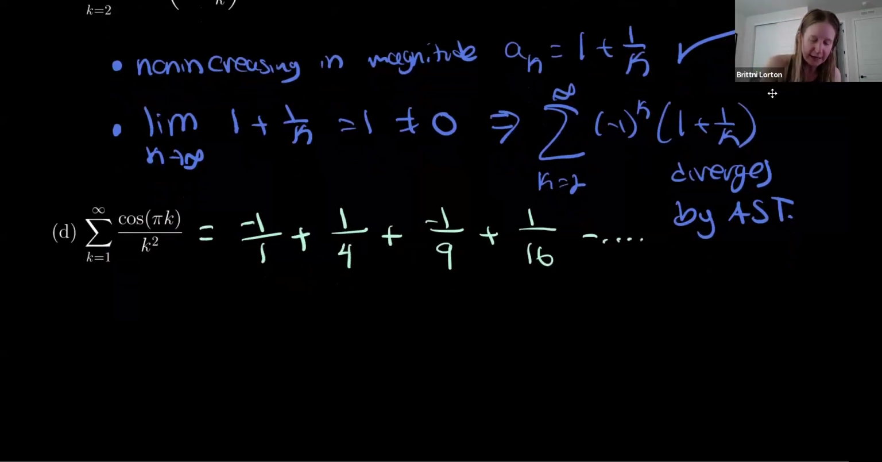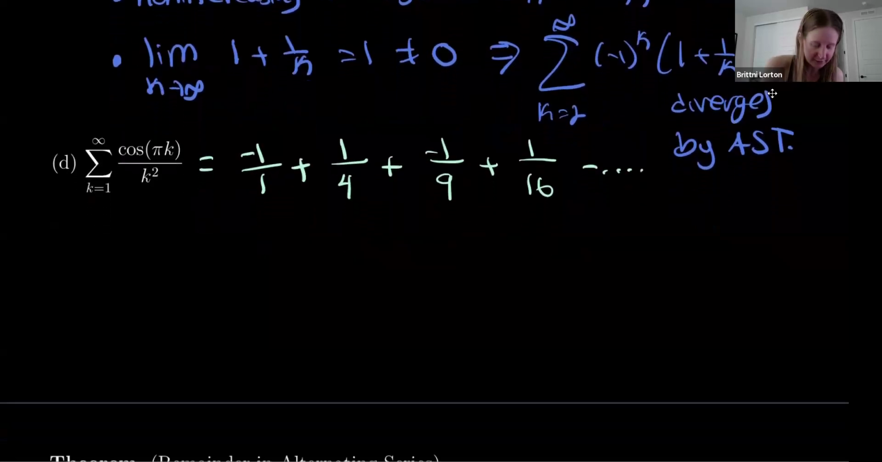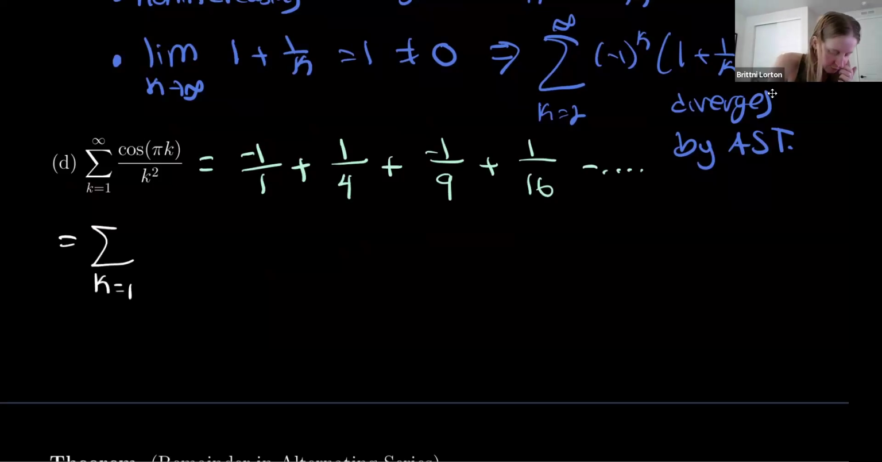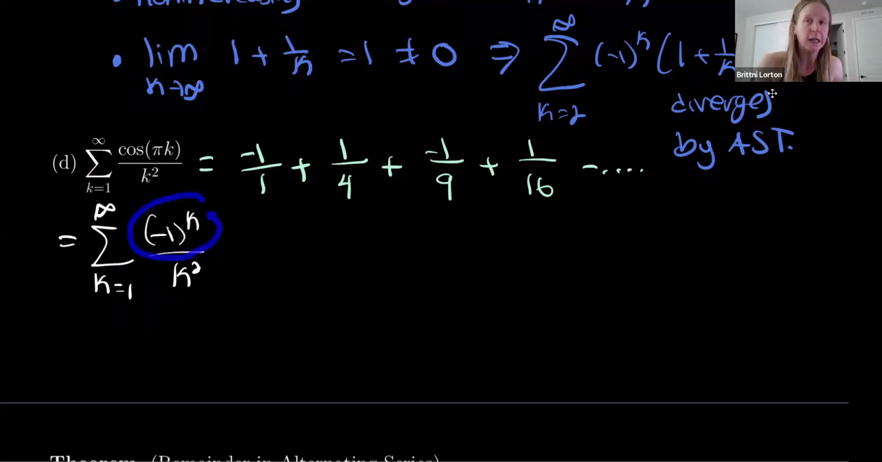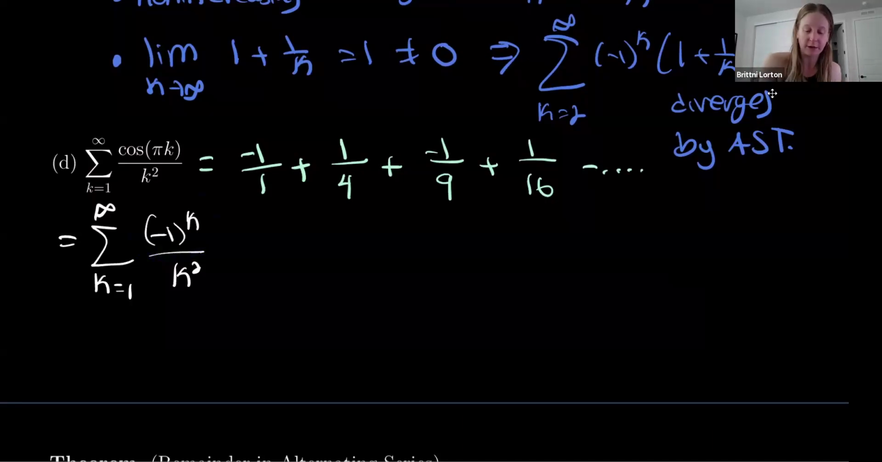Not only is it alternating, I could actually rewrite this entire series as something different. I could say that this is the sum from k equals 1 to infinity of negative 1 to the power of k over k squared. You can plug in k equals 1 here, which gives me negative 1 over 1. If I plug in k equals 2, that gives me positive 1 over 2 squared. You can see how those two series are the same. This is now a little more visually alternating because I can see the negative 1 to the k, but it is an alternating series.